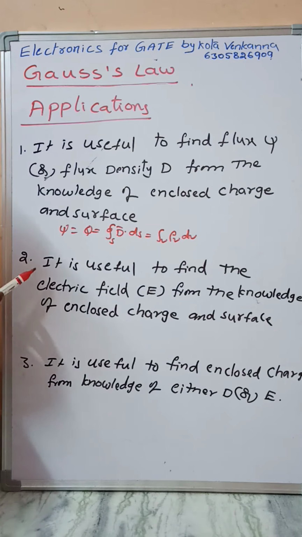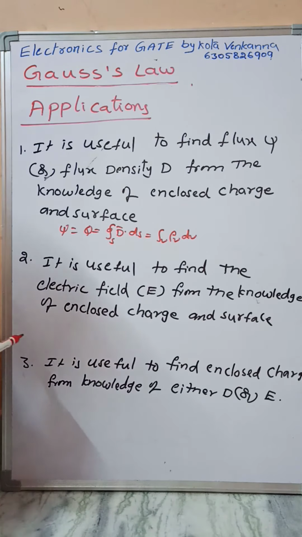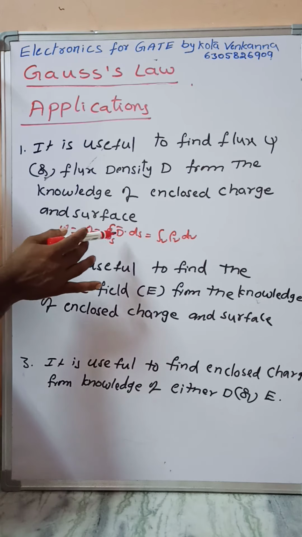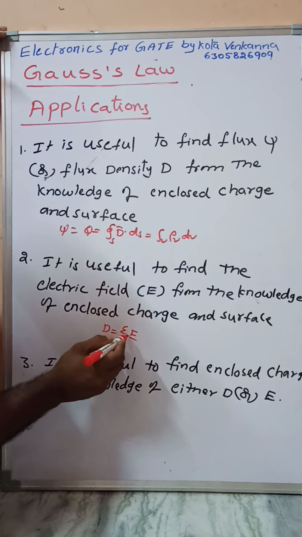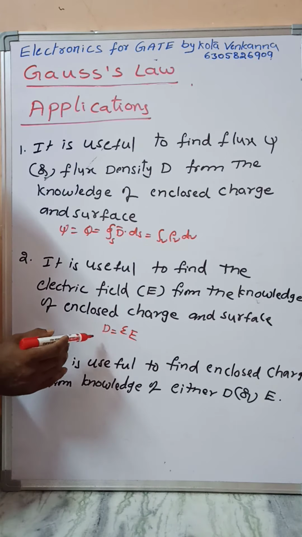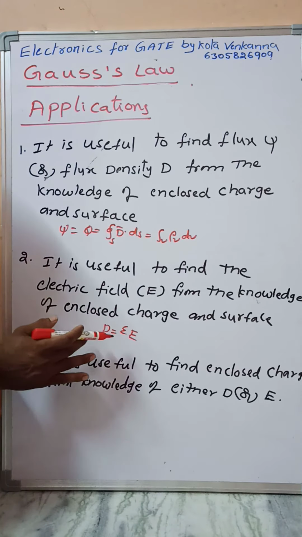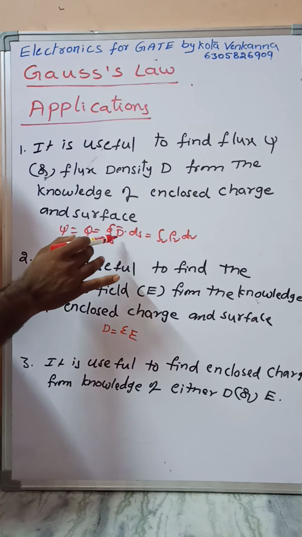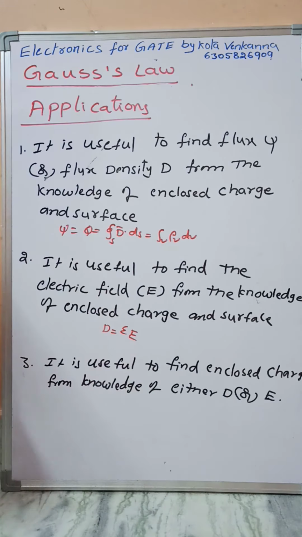And the second application is that it is useful to find the electric field from the knowledge of enclosed charge Q. If you know the value of Q, it is easy to find out D. From the equation D is equal to epsilon times E, if you know the value of D, then it is easy to find out E, the electric field. So by using Q it is possible to find D, and by using D it is possible to find E from this equation.